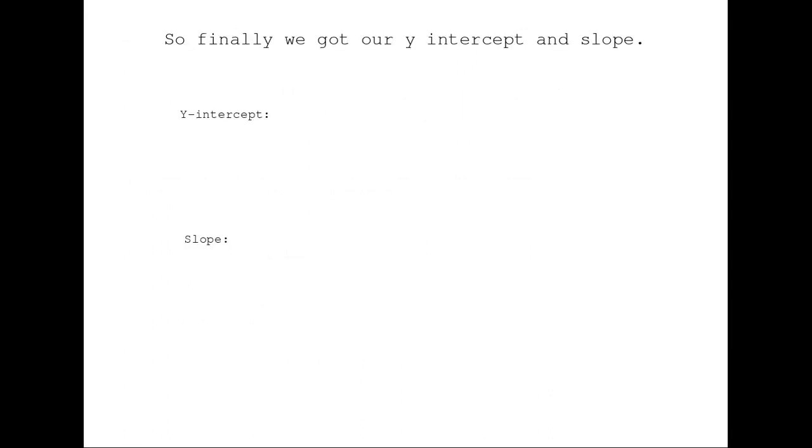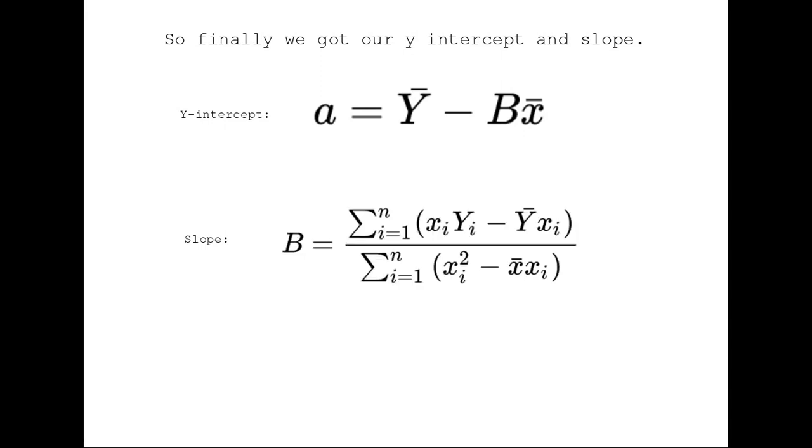So we have got two equations: a equals y mean minus b x mean, and the slope b equals summation i equals 1 to n of (xi yi minus y mean xi) divided by summation i equals 1 to n of (xi square minus x mean xi). So these are the y-intercept and slope of this equation.